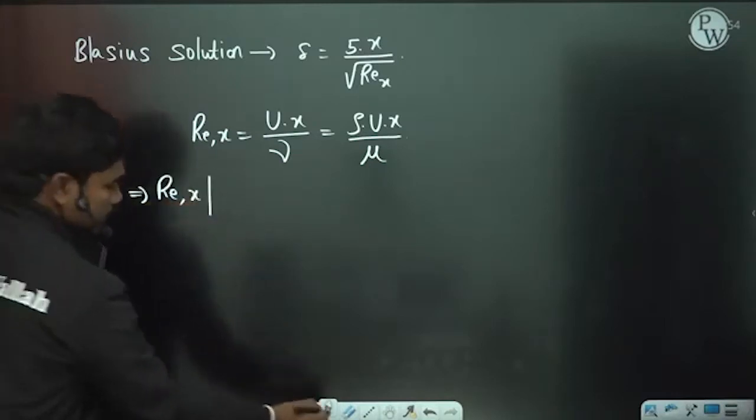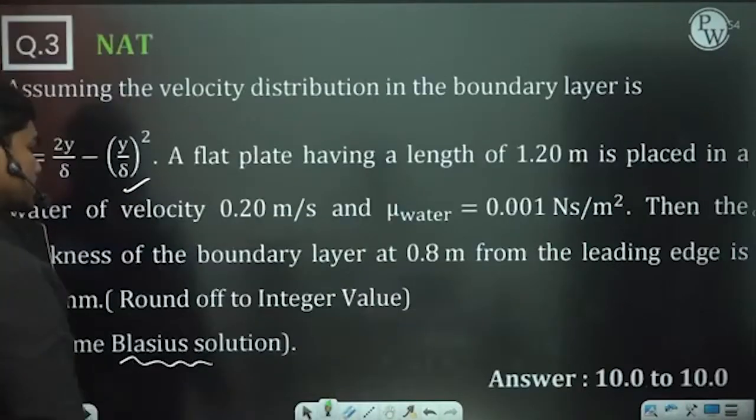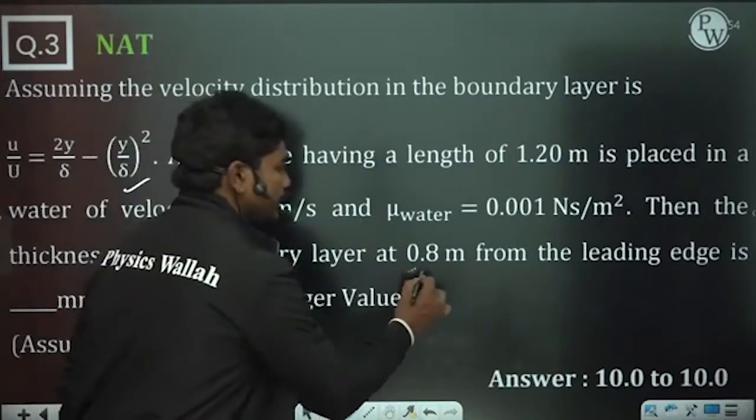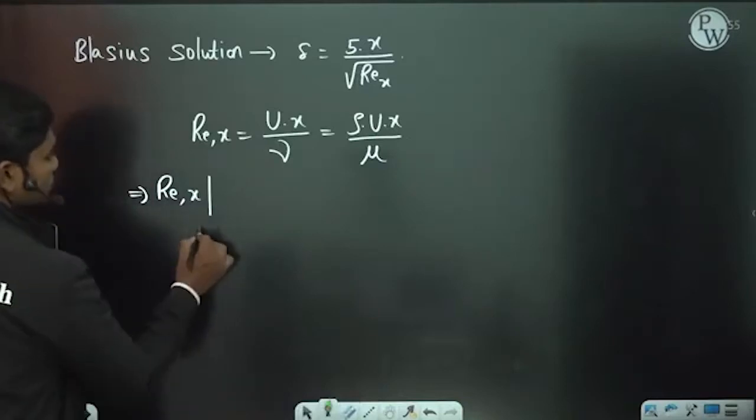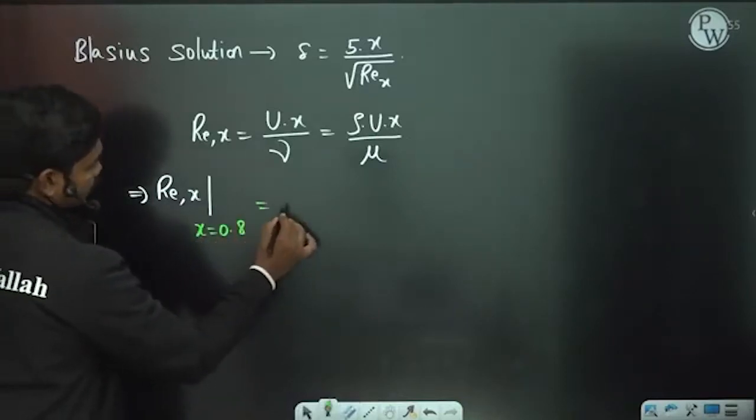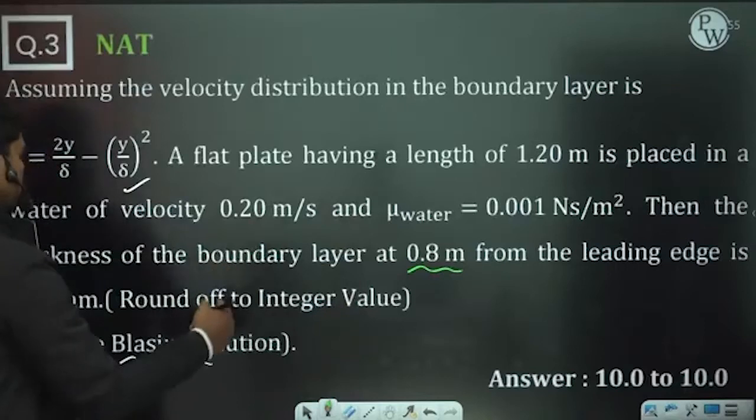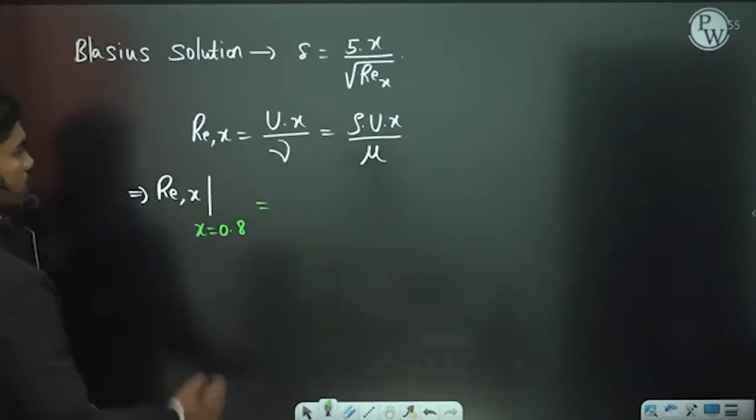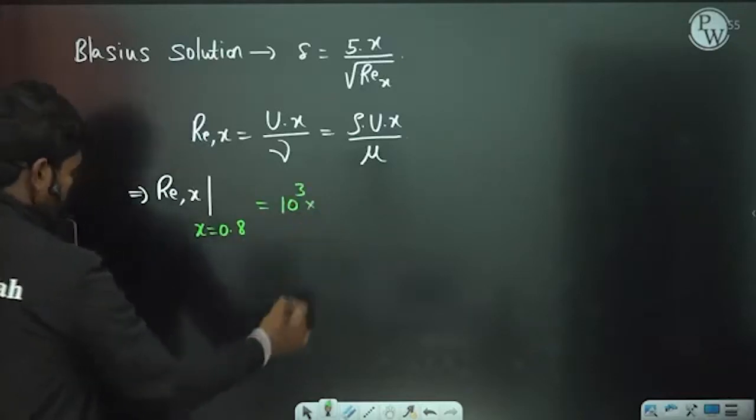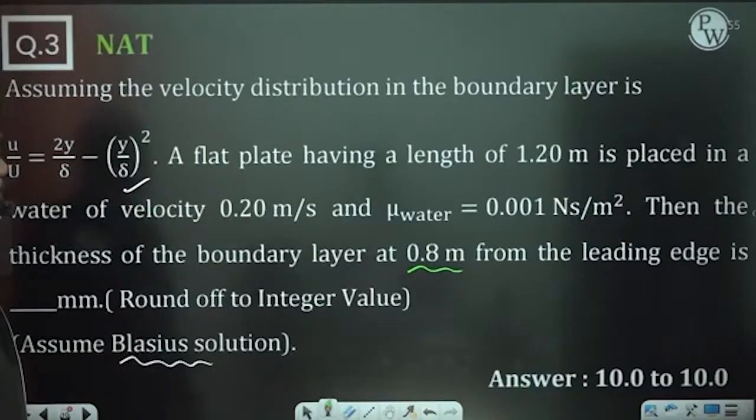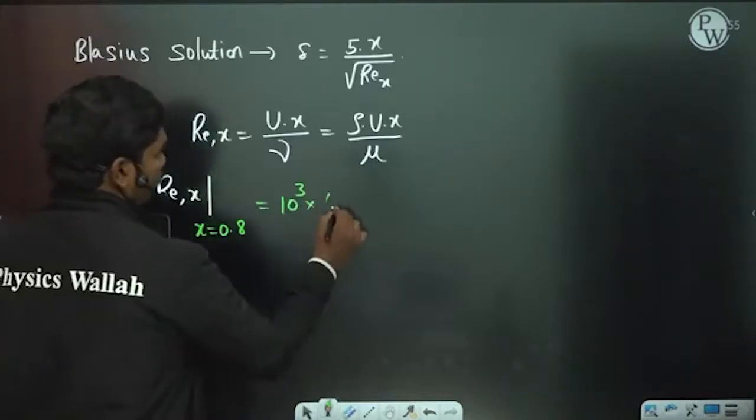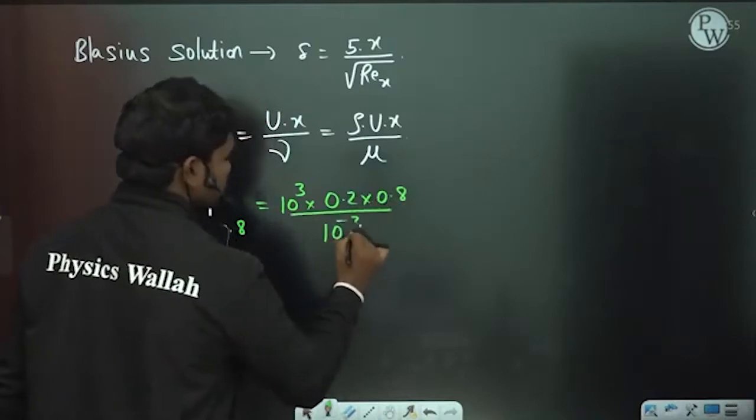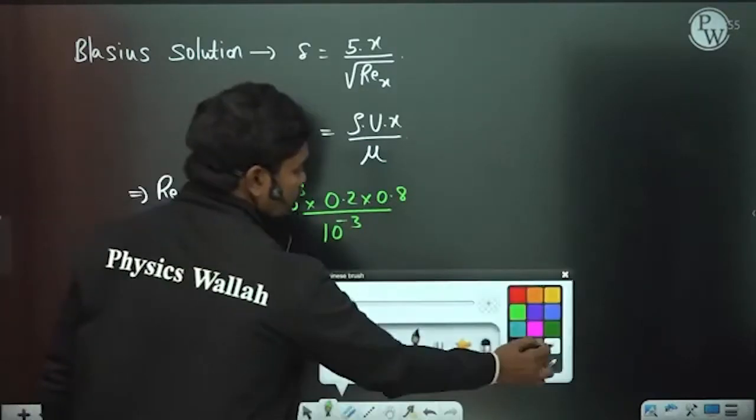Let us take these values. What is the location they are asking? At 0.8 meters from the leading edge, so x = 0.8. The density of the fluid: it is water, and density is not given, so let us take 1000 by default. The free stream velocity is 0.2 meters per second, and x is 0.8, divided by the dynamic viscosity, which is 10^-3 Newton second per meter square.